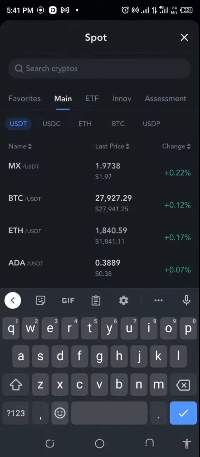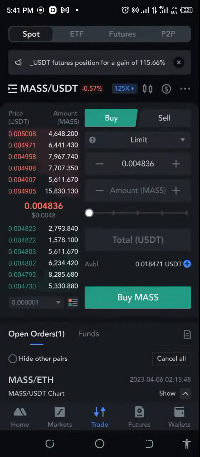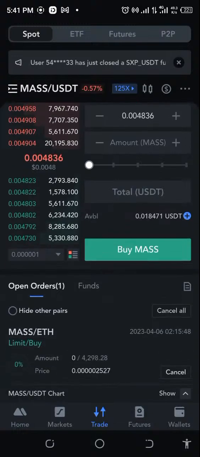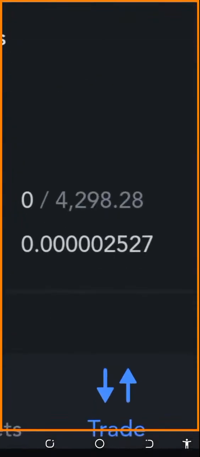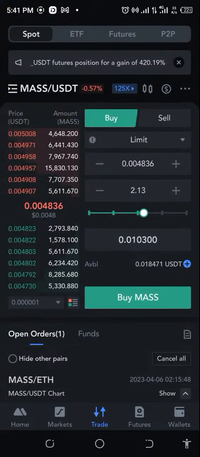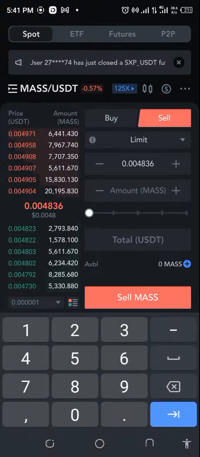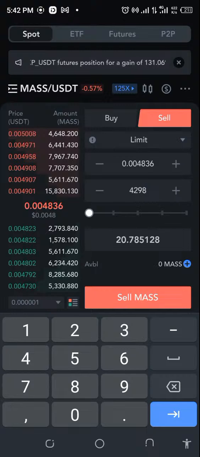So let's go to MASS USDT. Then we'll now be able to sell. So let me go and see what would happen. How much do we have? We have 4298. So if I click on sell, and I put 4298 quantity, okay, I'll still make profit.